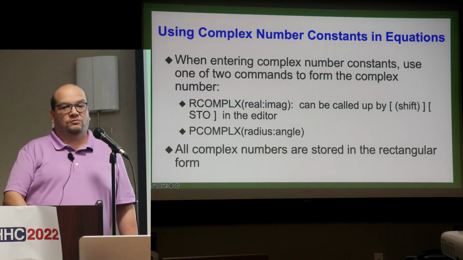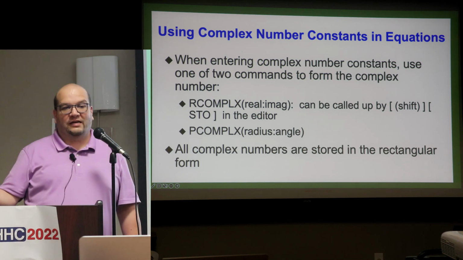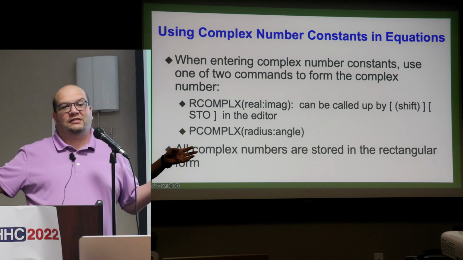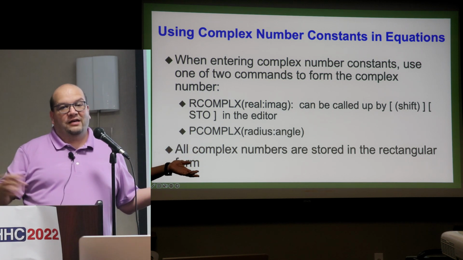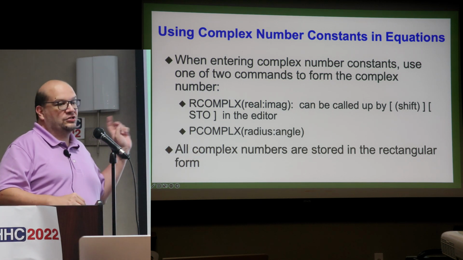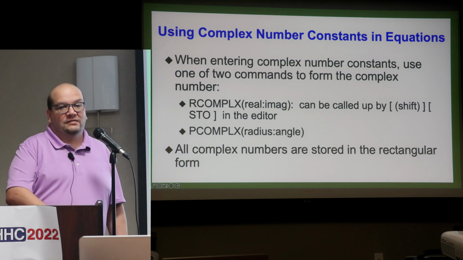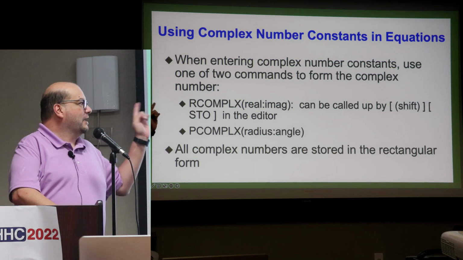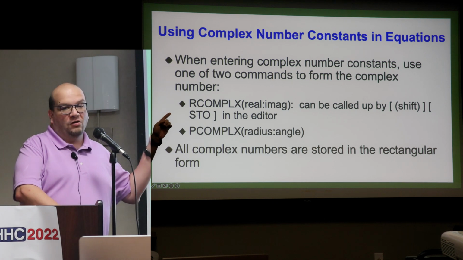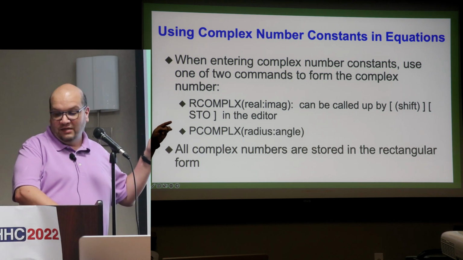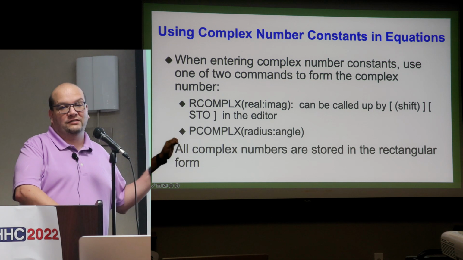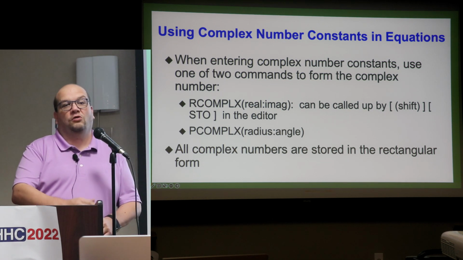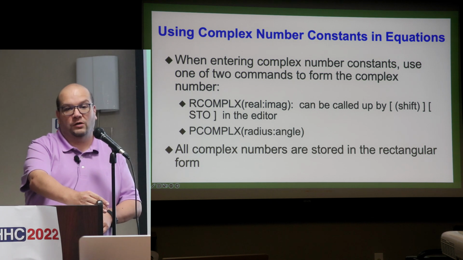If you want to enter constants, like if you had your equation like z naught equals z plus 3 plus 5i, you have to use one of the two commands, either R complex or P complex. R complex in the editor is called by the shift to store key sequence. All complex numbers in the Plus42 are stored in the rectangular form.